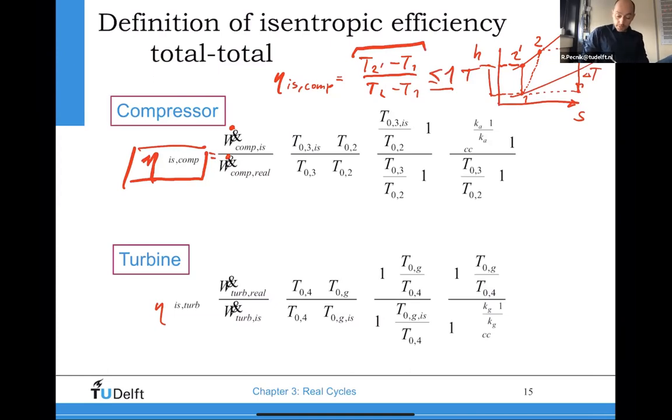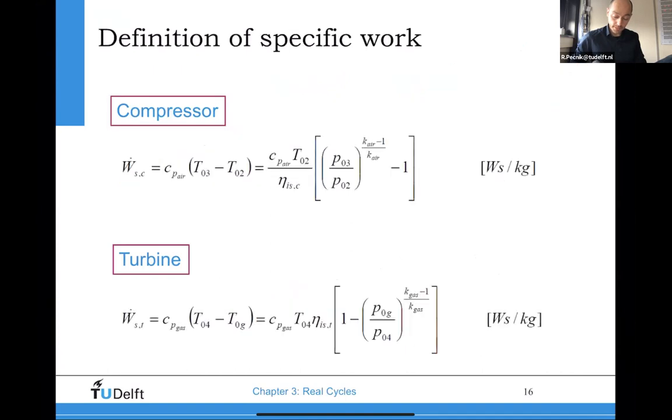And the same for the turbine, just that for the turbine you need to do it the other way around. Then you can also use isentropic relations, and using these isentropic relations you can make this isentropic efficiency a function of pressure ratio. I will do this in the next slide.